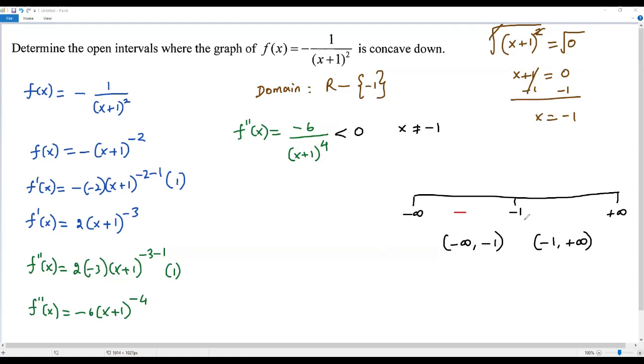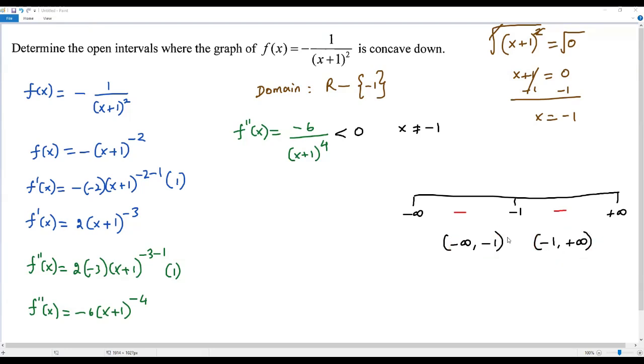Now let me consider a random value in the interval between negative 1 and positive infinity. It's 0, obviously. When I plug in x equals 0, 0 + 1 is 1, and 1 to the fourth power is 1. So we get a positive value, and a negative value is divided by a positive value. Again we get a negative value for f double prime of x in this interval. So f double prime of x is negative in the first interval and the second interval as well. In both intervals the second derivative is negative, so the graph of the given function is concave down in both these intervals.